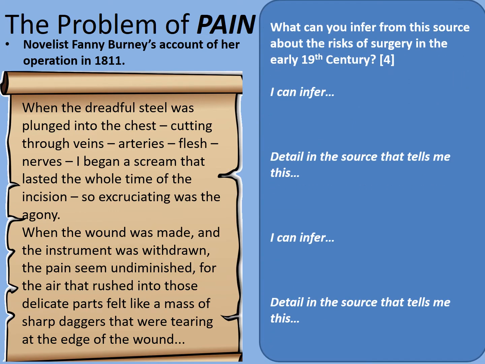Yikes. Alright, let's do an exam-style question based upon this. What can you infer from this source about the risks of surgery in the early 19th century? It's 4 marks. All you need to do is say what you can infer and give the detail in the source that gives you this clue. Remember, an inference is going beyond just the blindingly obvious that's in the source itself. It should be about what that can tell you about the risks of surgery, so be specific about that. You should spend about 6 minutes on this task at maximum, and you can pause the video now while you do that.